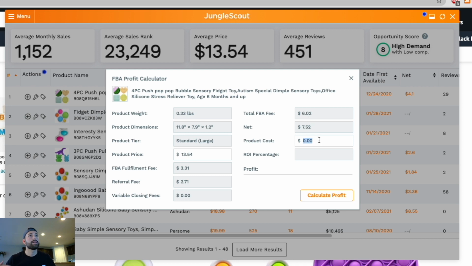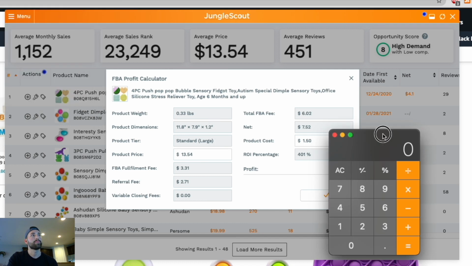Now, Jungle Scout does not automatically populate what the product would cost you. So I would go ahead, I'd go to my supplier and ask them how much they can actually create this product for. Now, I envision for a product like this, I guarantee you could get one unit for about $1.50, which also includes shipping from China to the United States to the fulfillment centers. So once we do $1.50 as an estimate, we can go ahead and calculate our profit. Our profit is $6.02.